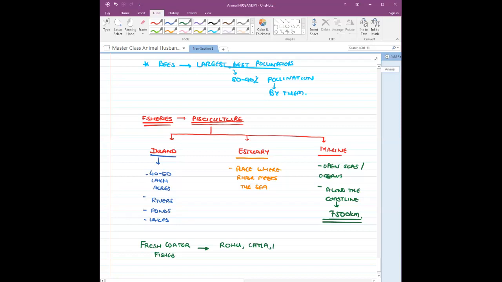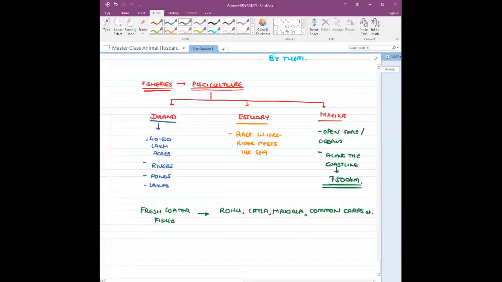Then we have mrigala. Along with that, we have a little bit of carps, the silver carp, the common carp, and grass carp. These are small fishes, and so on. Now, guys, when we talk about marine fishes, they are going to be different.